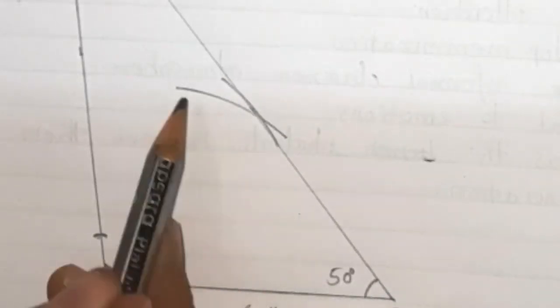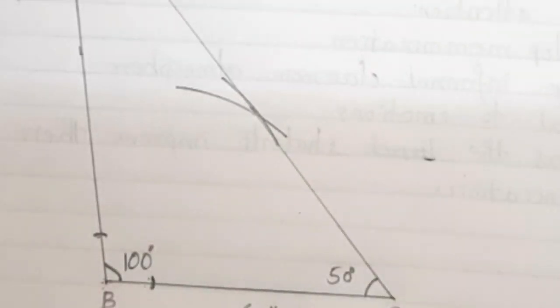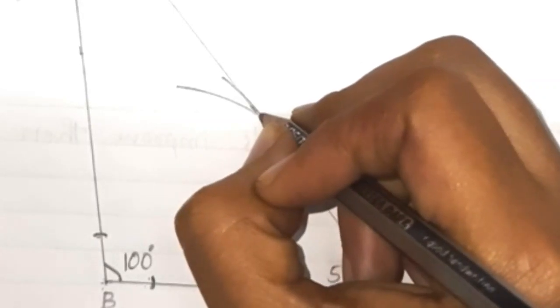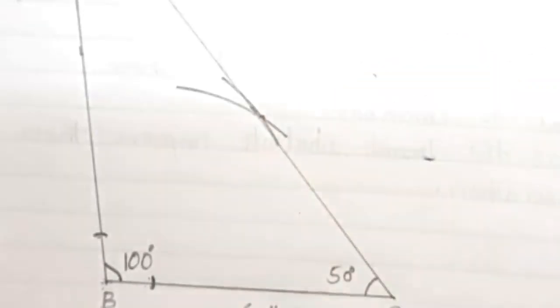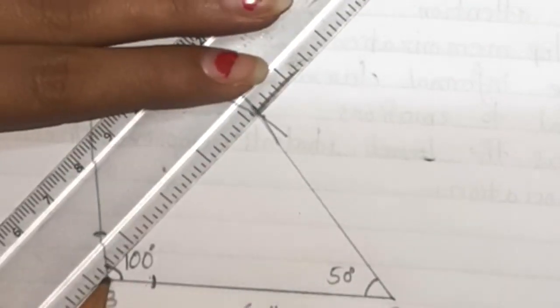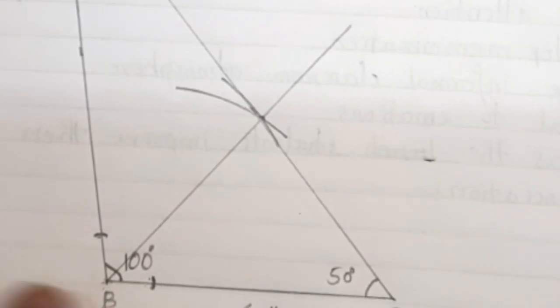Now you got both the arcs. Where they meet, that point you have to take. This point is somewhere here. Now you will join that point and this B. Now this is your bisector of angle B. In the same way, we will draw the bisector of angle C. For that also, same steps.